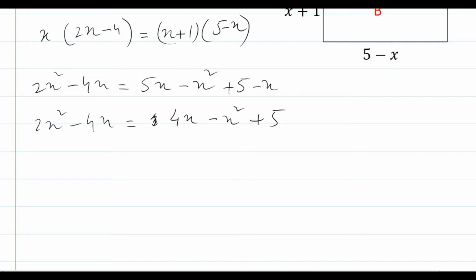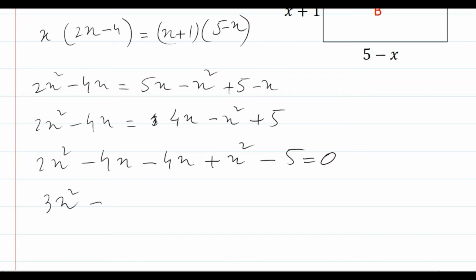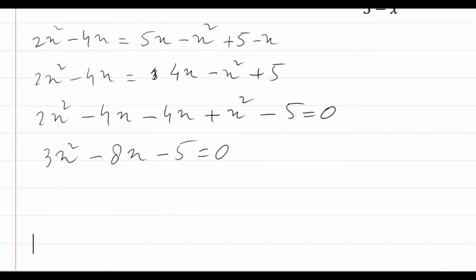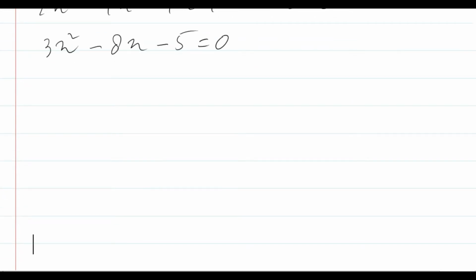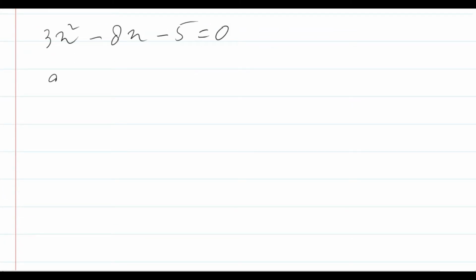On rearranging you will get 2x square minus 4x minus 4x plus x square minus 5 equal to 0. On further simplification you will get 3x square minus 8x minus 5 equal to 0, and here you have got a quadratic equation. Now you can find the values of a, b and c, which are a is equal to 3, b is equal to minus 8 and c is equal to minus 5.